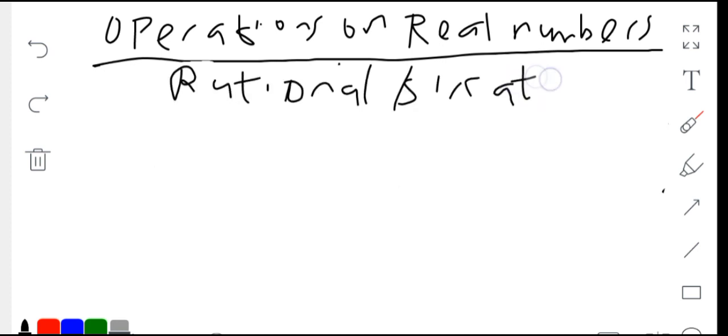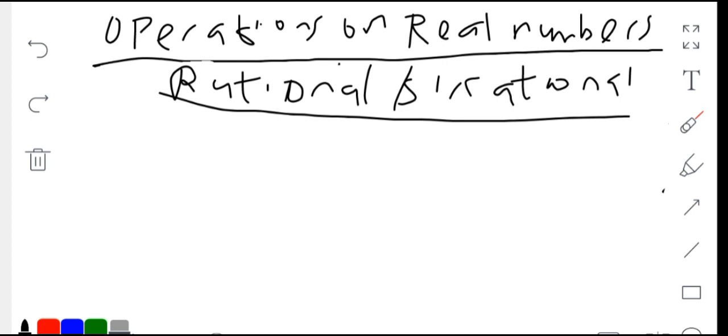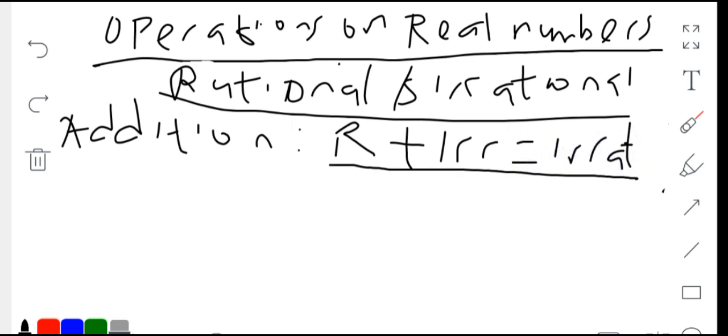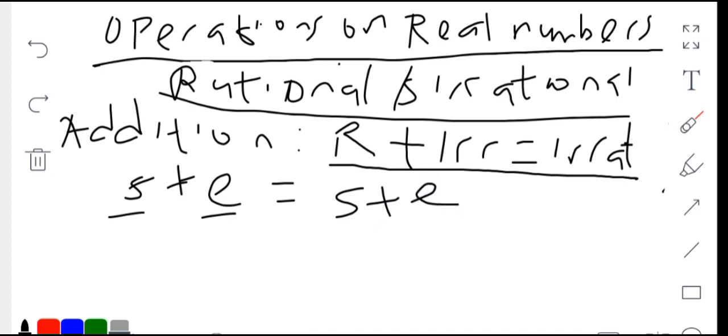Let's look at the operations between rational and irrational numbers, first for addition. The addition of a rational number plus an irrational number will always give us an irrational number. Note that. Let's check our example. Let's say we have 5 plus e. We talked about e the other time. This is rational, this is irrational. If I add them together, it's still going to give us 5 plus e. There's no way we can solve it further. So it will give us an irrational number.